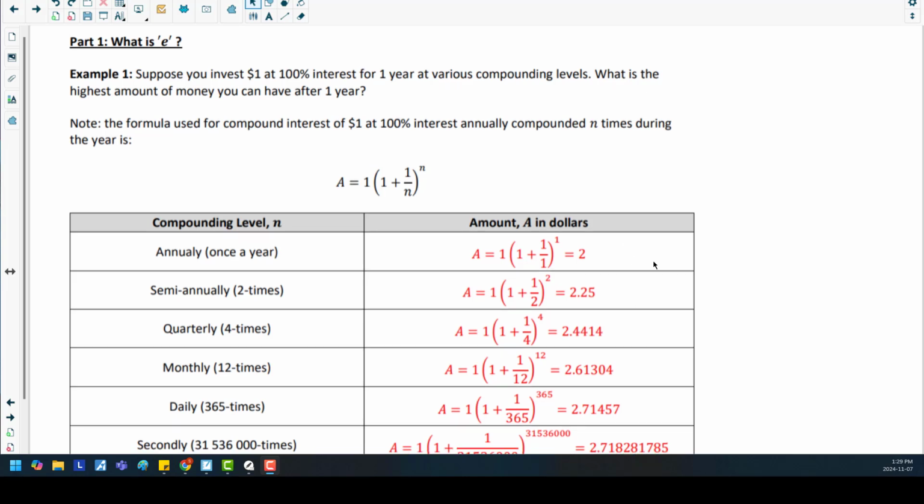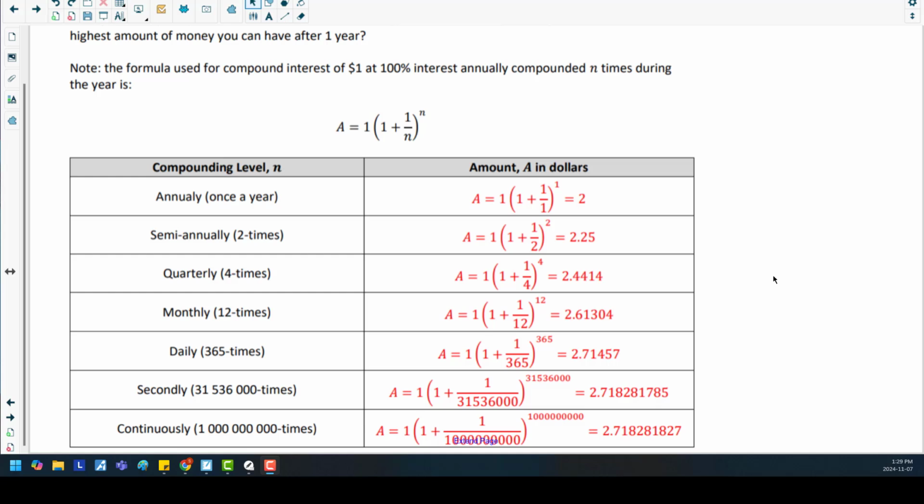Now we're just going to keep doing that. We're going to keep going, and we're going to change our n value to 4. 1 plus 1 over 4, to the power of 4, times 1, is 2.44. Monthly, 12 times, then you get $2.61. Daily, 2.71. Secondly, meaning every second, if you were to compound, these are how many seconds are in a year: 31,536,000 times in a year.